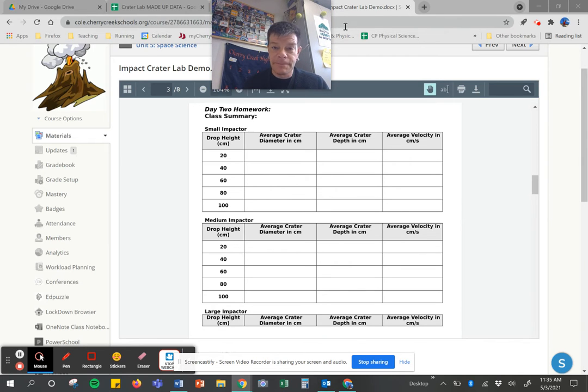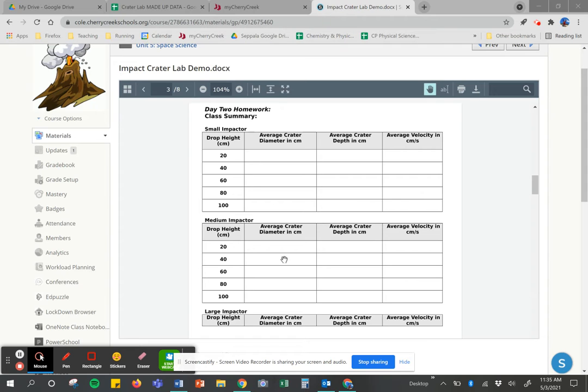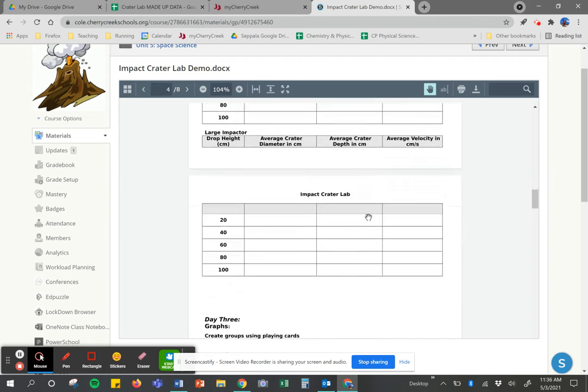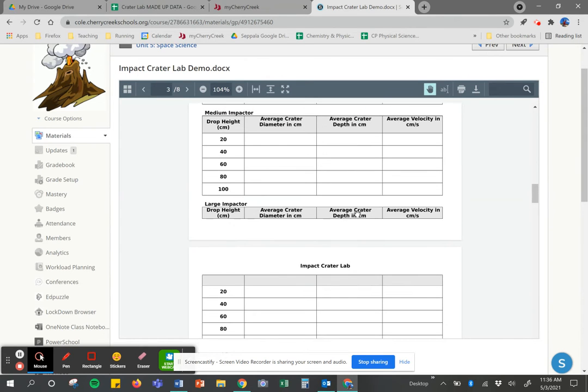First things first. This Day 2 homework, which was in the packet, must be filled out. This is very important because this gets your data all in the same place. You're simply going to copy your averages over from the first 3 pages into this page, and that's going to allow you to have all your data in one place.